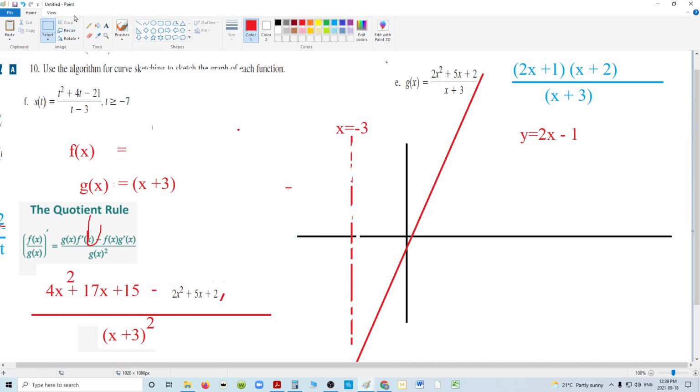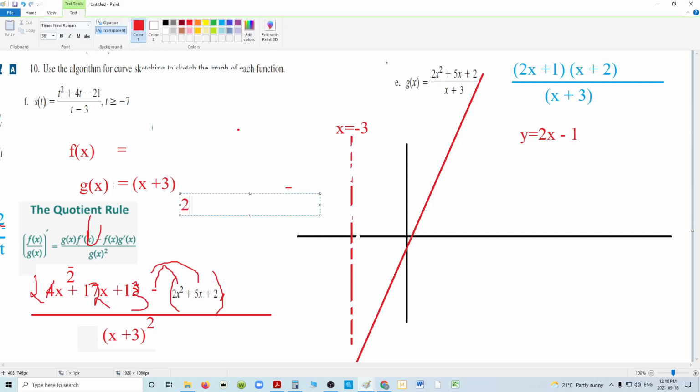We can now remember, though, that this minus has to apply to everything in the bracket, and that's a common error. So you've got to do minus 2x squared, so this becomes 2. So it's 4x squared minus 2x squared, minus 5x, so this becomes 12, plus 15 minus 2, so this becomes 13. So that means I have to rewrite my denominator as 2x squared plus 12x plus 13. So that's now my numerator.